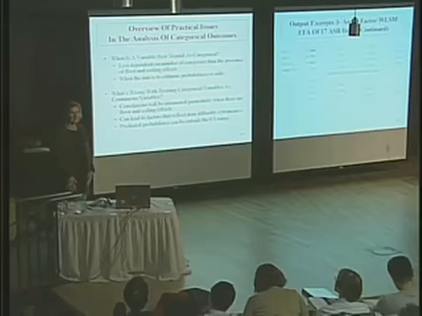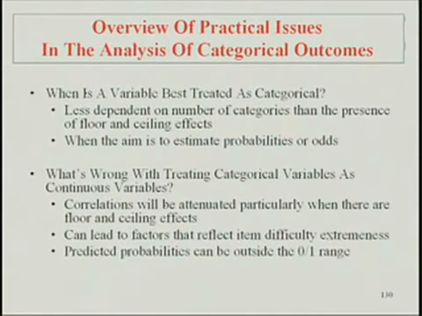And we're going to take a look at what happens when you do this. What is wrong if you do treat categorical variables as continuous? Your sample correlations are going to be attenuated, particularly when you have floor and ceiling effects. You can end up finding factors that aren't really substantively meaningful, but just have to do with the extremeness of the items. And you'll get predicted probabilities in this situation that go outside of the 0-1 range of admissible values for probabilities.